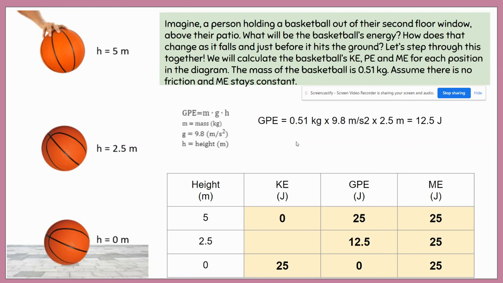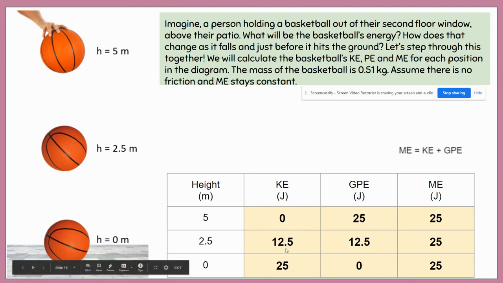Some of you may immediately see, well, if it's halfway down, it has to be half of the gravitational potential energy, but you can also plug in the numbers. So at the 2.5 meters height, my GPE is the mass of the ball times 9.8 times 2.5 meters, and that will give me 12.5 joules. Again, we're using our mechanical energy equation to figure out what the kinetic energy is there, and something plus 12.5 is 25, so it's 12.5. So you see, we have now figured out all the energy levels at the different heights where the basketball is falling.